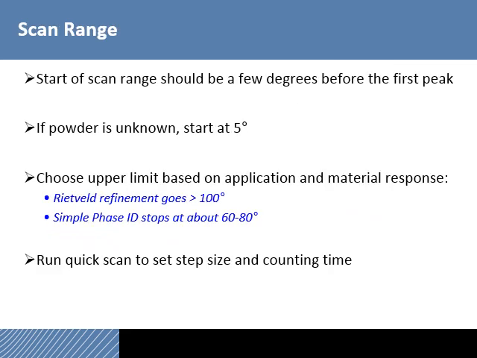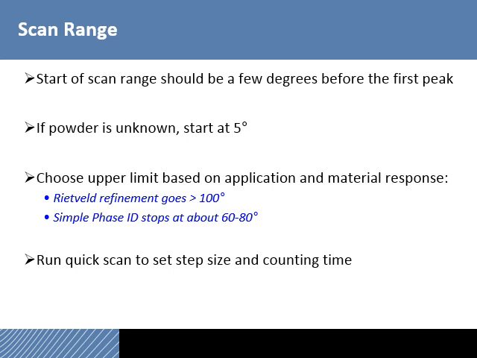The scan range should start a few degrees before the first peak. This is one of the reasons why it's a good idea to run a quick scan. In my lab, I run a quick scan that takes about 5 minutes, maybe 10 minutes at the most. All right. If the powder is unknown and you don't want to run a quick scan, I generally start everything at 5 degrees.